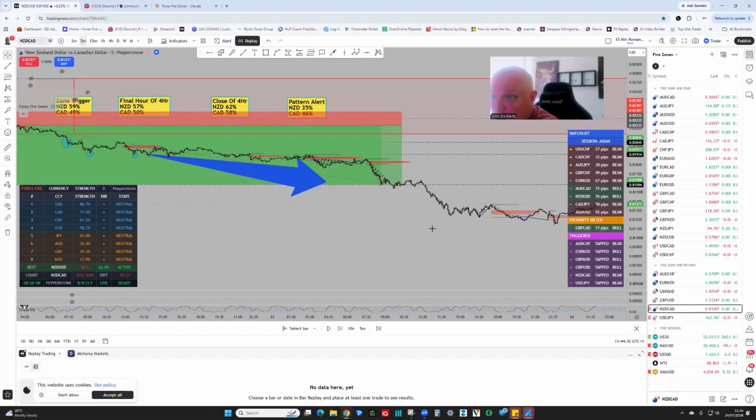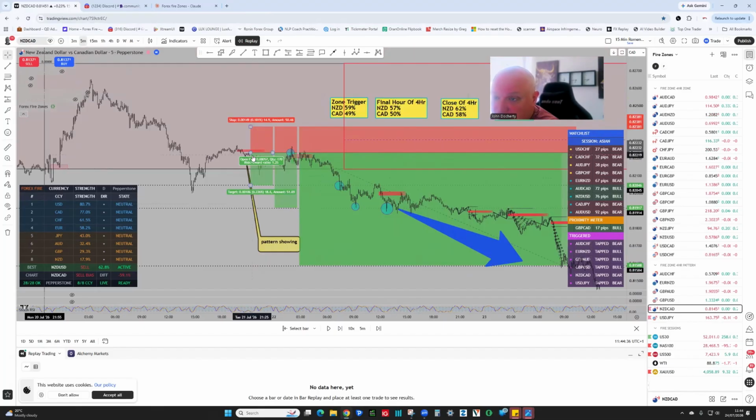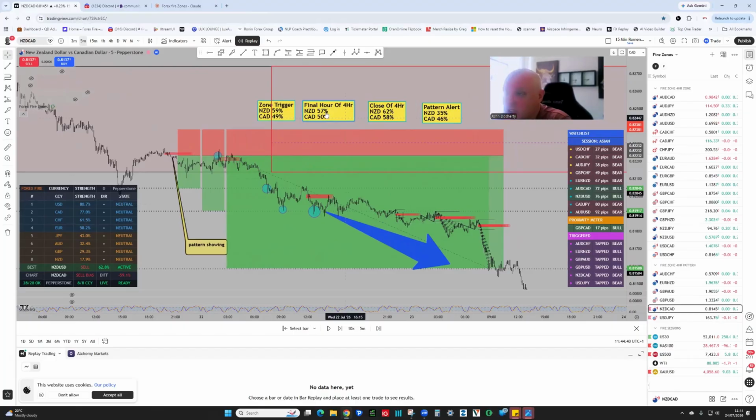And again, what this had done, we had the pattern shown here, the strengths at the time. This was a zone trigger. The final hour was here, and then there was the close of the 4 hour. The strengths were pretty close. Because it was starting to turn, I was happy to go with that risk. And then when the pattern alert came in right here, it was showing that the CAD was stronger than the NZD. Therefore, I was getting in on an entry. You've seen that on the screenshot I had there.